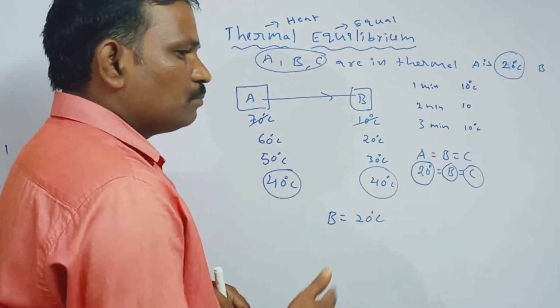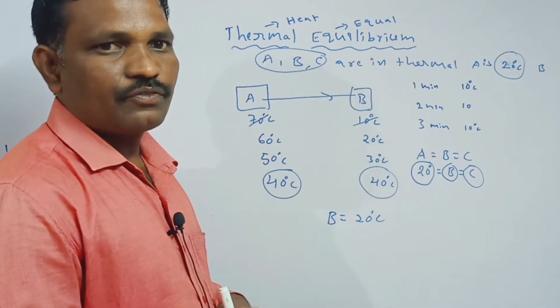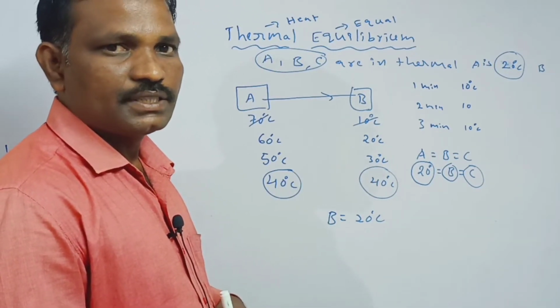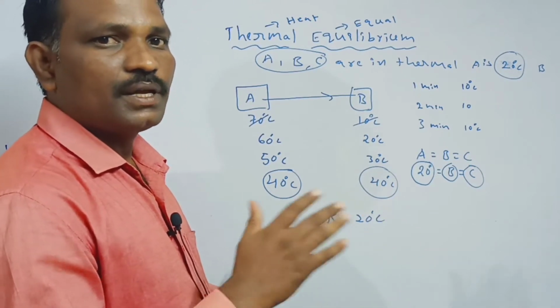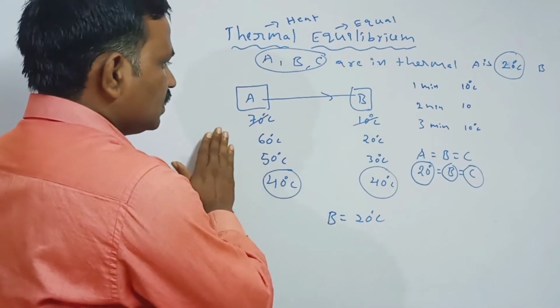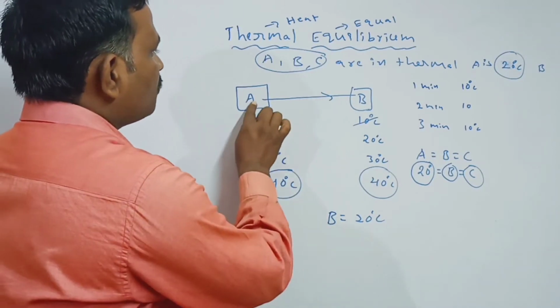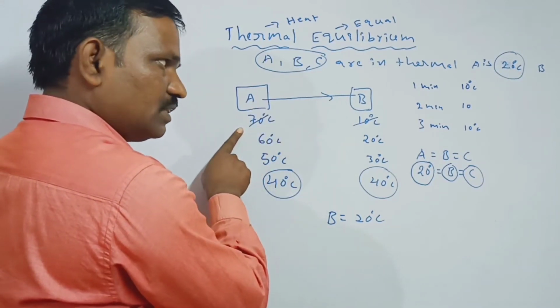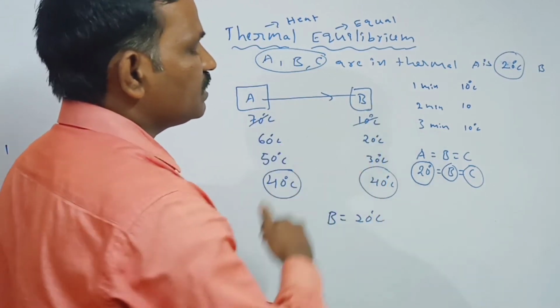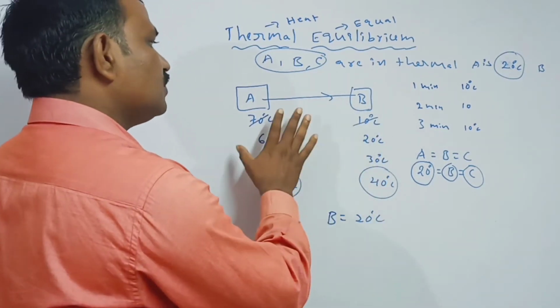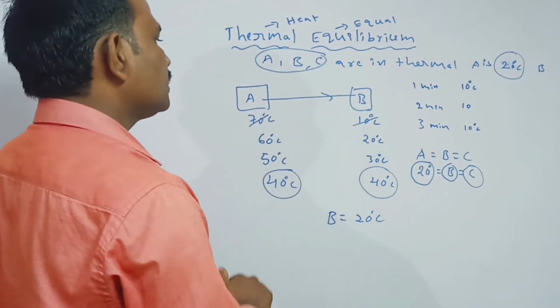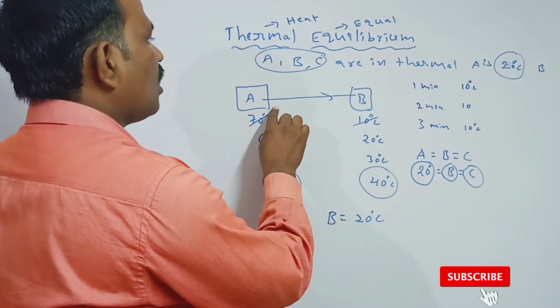When two objects are at the same temperature, then we can say that those two objects are in thermal equilibrium. For example, see this example. Object A is at a temperature of 70 degrees Celsius and object B is at a temperature of 10 degrees Celsius. If there is physical contact between the two objects, then heat flows from object A to object B.